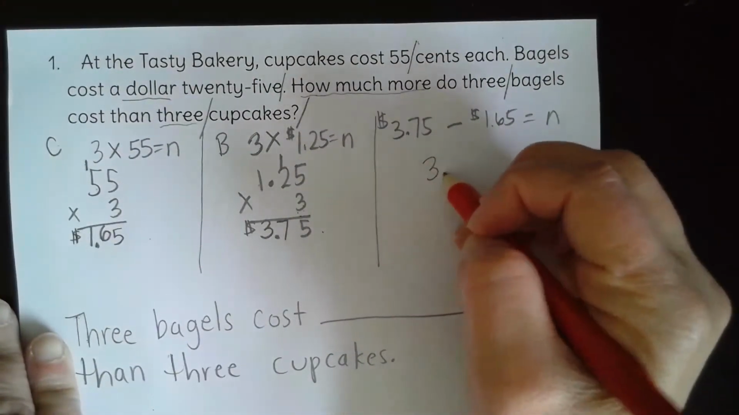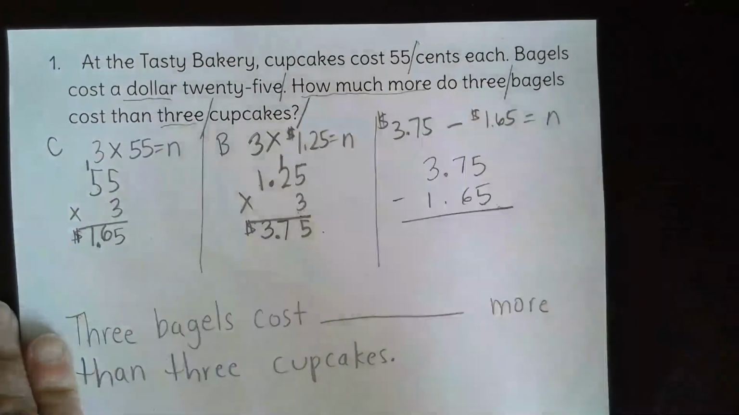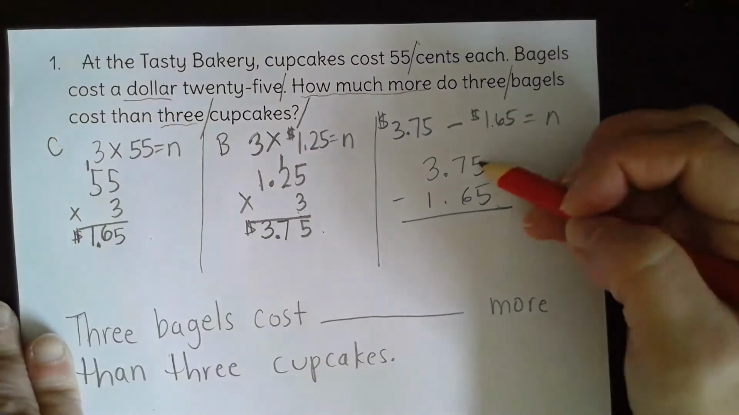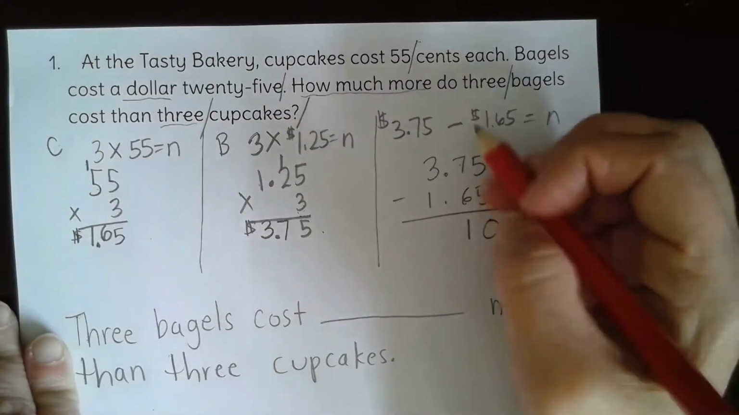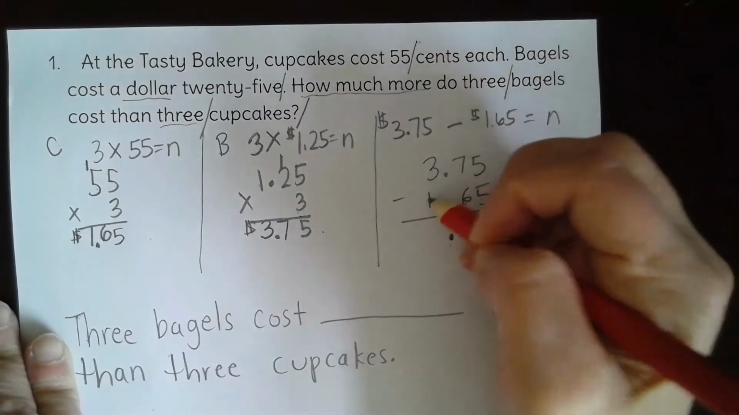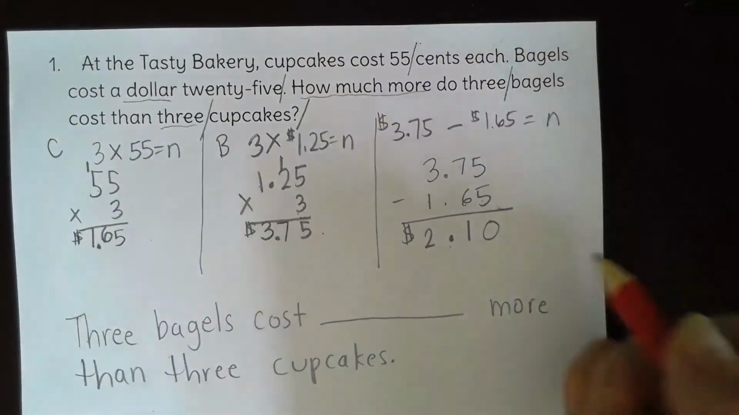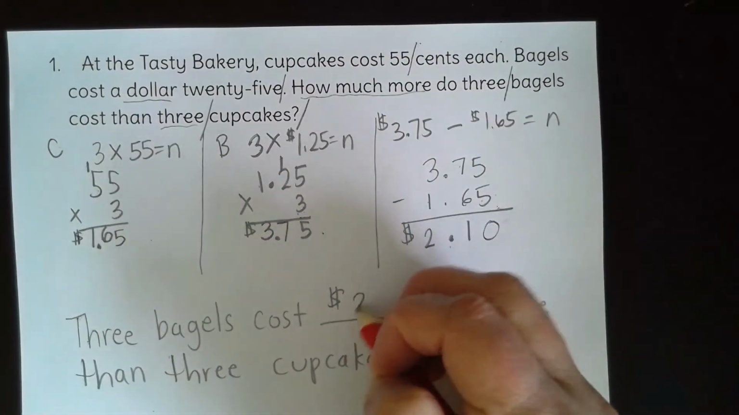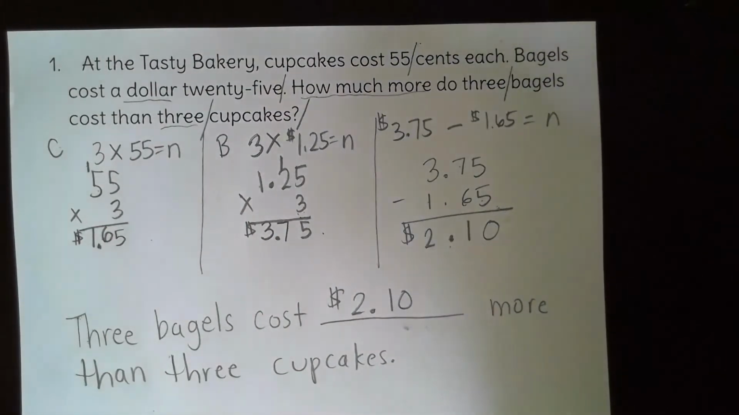And then I set it up. 5 minus 5 is 0. 7 minus 6 is 1. Bring down the decimal point. 3 minus 1 is 2. And now I have my answer. 3 bagels costs $2.10 more than 3 cupcakes. Okay? That's how you solve the first one.